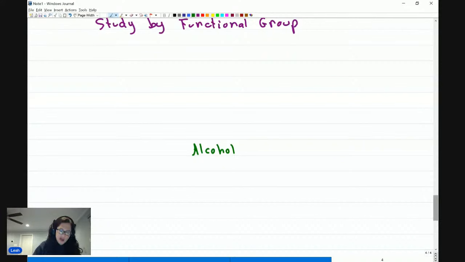So let's start with how to make an alcohol. I can make it from an alkene. I can make it from an alkyl halide. So that's the alkene chapter, the substitution chapter. I can make it through reduction. So that would be the redox chapter. I can make it by opening an epoxide, the alcohol ether epoxide chapter.